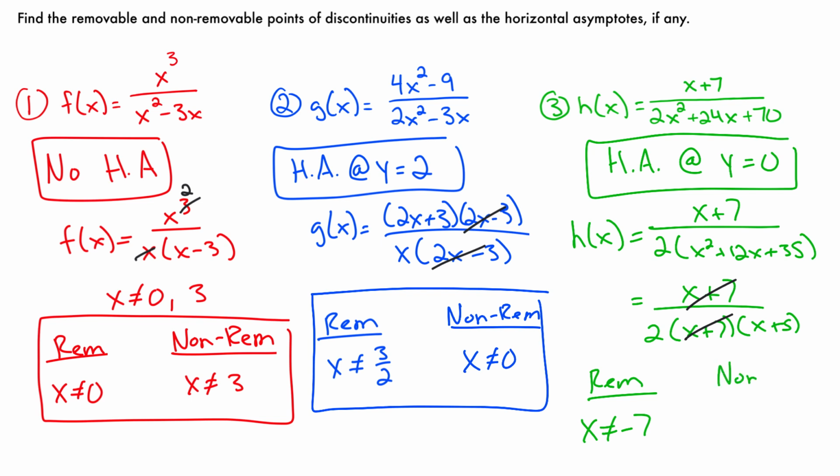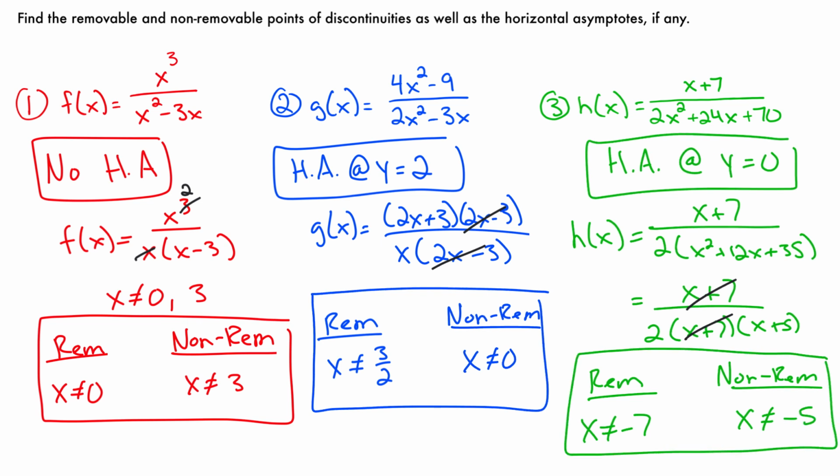And then the non-removable is the discontinuity that remains. That's just the x plus 5, which produces a discontinuity at negative 5. And those are my discontinuities. My vertical asymptote, my point discontinuity, and then the horizontal asymptote.